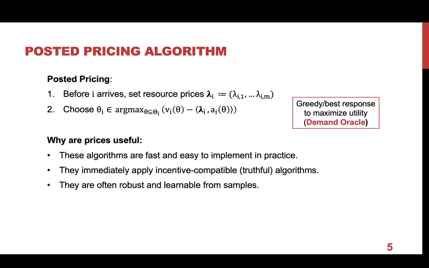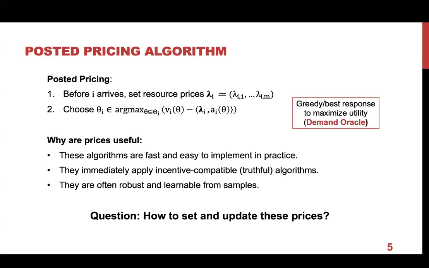Other benefits of some of these posted pricing mechanisms are that they are often robust to outliers and so on, and they're often even learnable from samples. These are things that we'll be talking about during the workshop. So what I want to say is that online resource allocation, first of all, is an extremely important problem, both in practice as well as in theory. And this is a large class of algorithms that are very commonly used, these posted pricing algorithms, which we'll be most interested in. But of course, sometimes we may not be able to design a posted pricing algorithm, and we'll explore other ones as well.